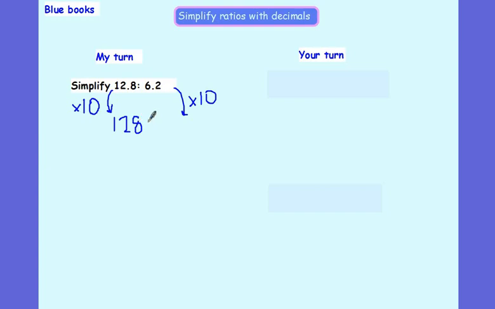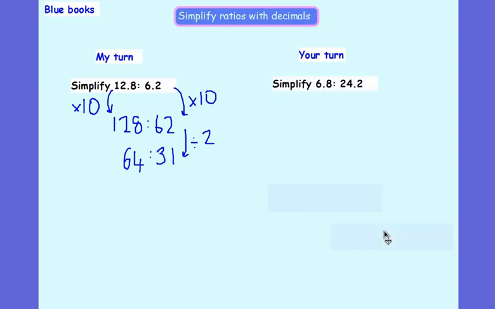So this gives me 128 to 62. And now it looks highly similar to all the examples we've been doing before. If I divide both sides by 2, I'm left with 31. And James Giddon, what's 128 divided by 2? 64, splendid. So I've simplified it to 64 to 31. I know I can't simplify it any further because 31 is a what type of number, Amelia? A prime number, very nice. Over to you, Year 8, in your dark blue books. Pause the video for a minute and simplify this ratio for me.